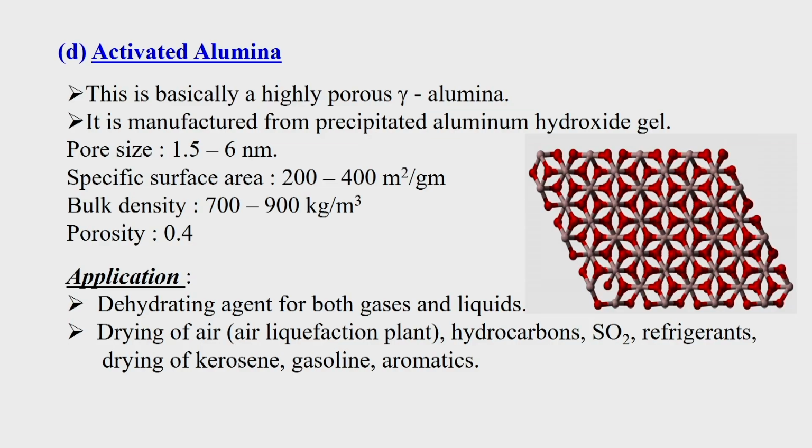Then the fourth one is activated alumina. This is also widely used as a good adsorbent. This is basically a highly porous gamma alumina. It is manufactured from precipitated aluminum hydroxide gel. Okay, so the pore size ranges from 1.5 to 6 nanometer, and specific surface area is not so good, only 200 to 400 meter square per gram, but bulk density is very high, 700 to 900 kg per meter cube, and porosity is almost 40%. So, that is why activated alumina is used as a good adsorbent.